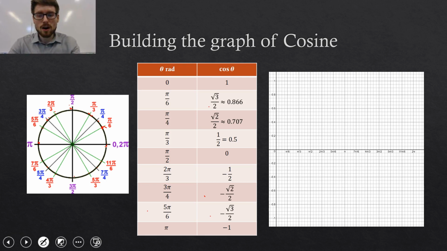So our x-axis here is the angle, theta, in radians, and the y-axis is going to be the cosine of the angle. So our answers are going to go on the y-axis, just like you would for a normal function. Okay, so let's plot some points here. We have 0, 1. So I'm going to plot 0, 1.